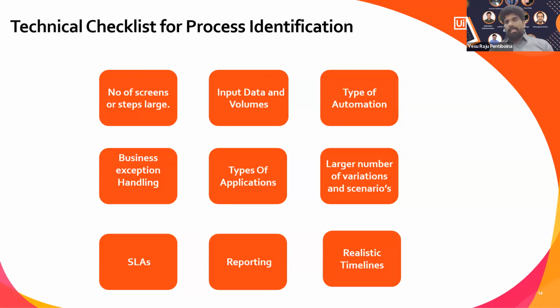And through the bot, what are the SLAs, what is the client SLA? Sometimes through one bot you may not be able to achieve the SLA. Then you go with a multi-bot architecture, introducing other bots doing the same task, and you will be able to achieve the SLAs. And reporting: once the entire process is done, how your execution and logs are reported needs to be taken care of. And the last one, realistic timelines and estimates. How can you give realistic timelines and estimates?